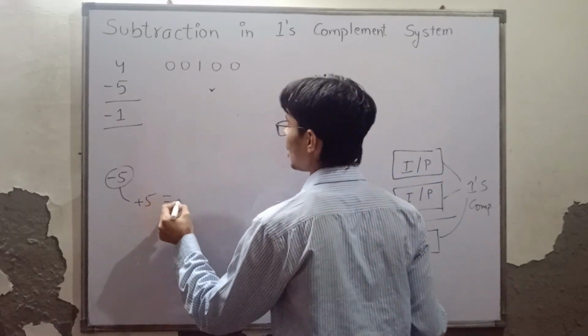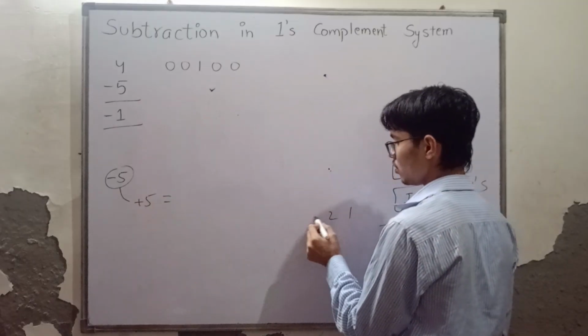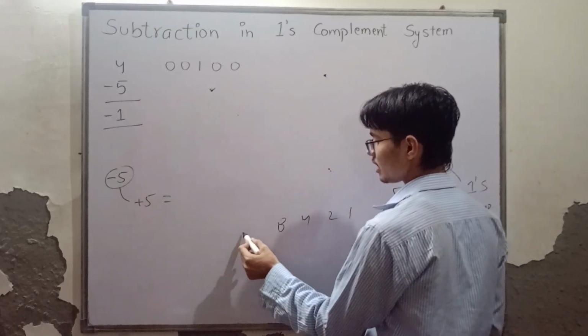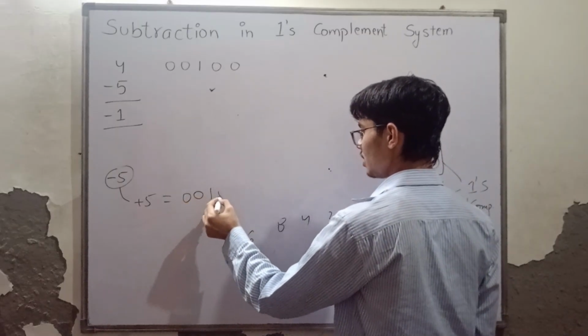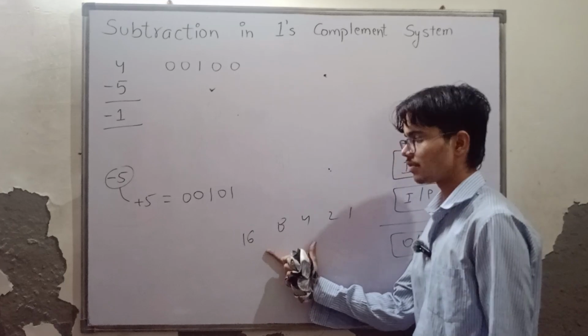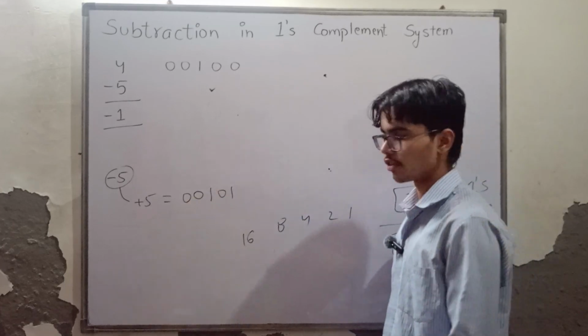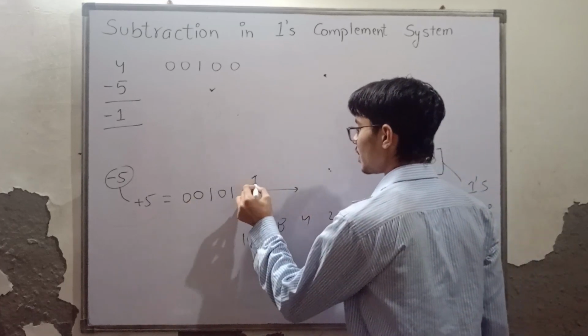So this is a simple thing. How do you write +5? I write here 1, 2, 4, 8, 16. How do you write +5 here? 0, 0, 1, 0, 1. This is how you write +5. From here you take how I am converting, and you have to take a 1's complement of this.